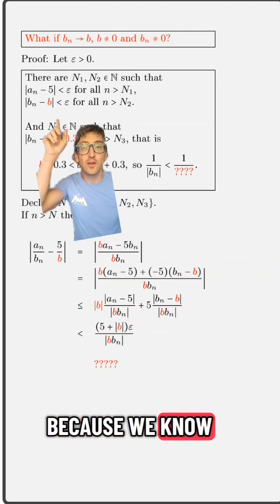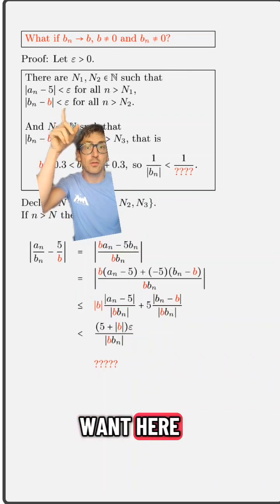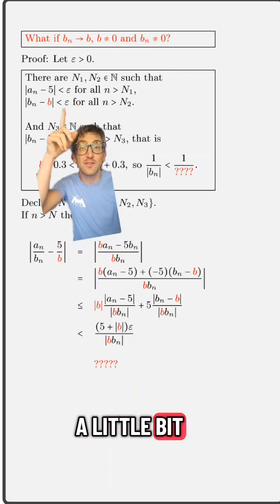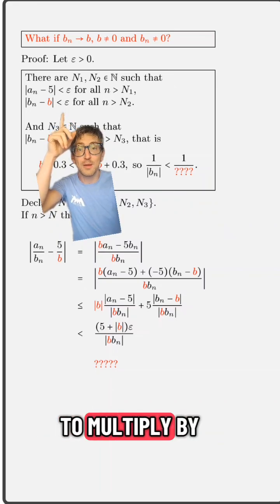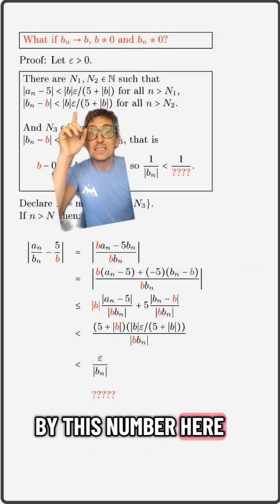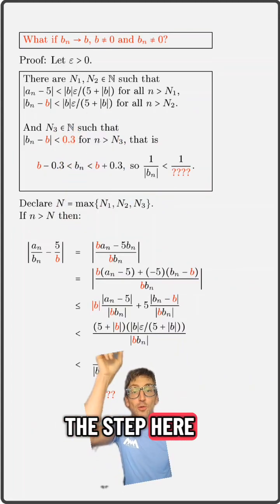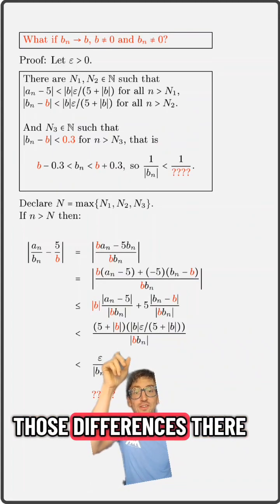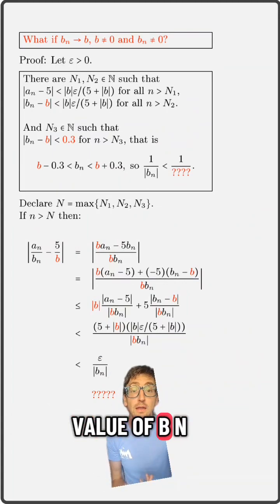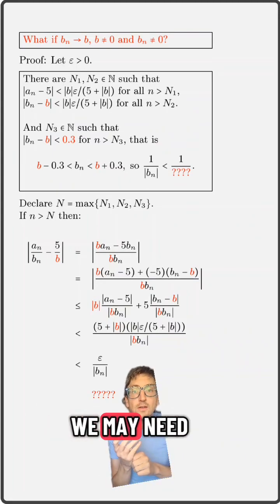Now, because we know that our sequences an and bn both converge, we can put any number we want here. We chose our arbitrary number epsilon here, but if we change it just a little bit, for instance, what if I were to multiply by the absolute value of b and then divide by this number here? It looks really gross when you put it all together. But then when you get to this step here, once we use the fact about those differences there, it simplifies beautifully to just epsilon over the absolute value of bn. But that was kind of the easy part, actually. So just modifying epsilon is something we may need to do all the time.